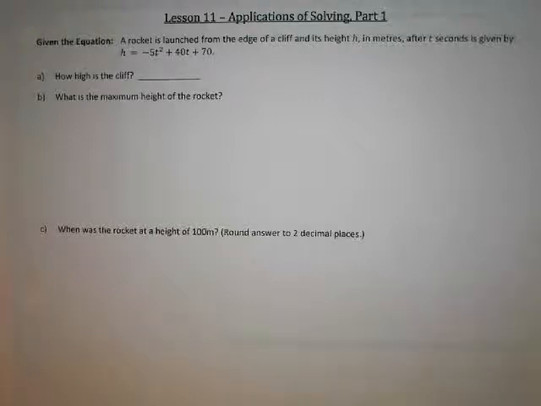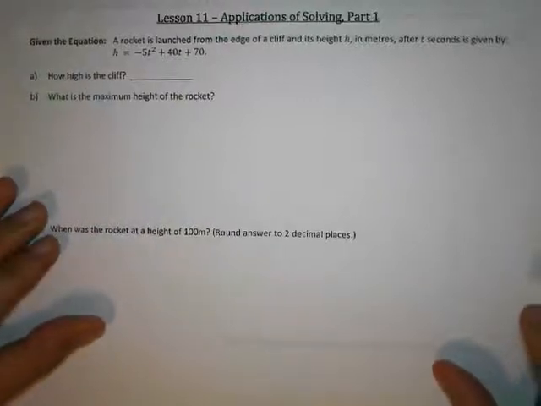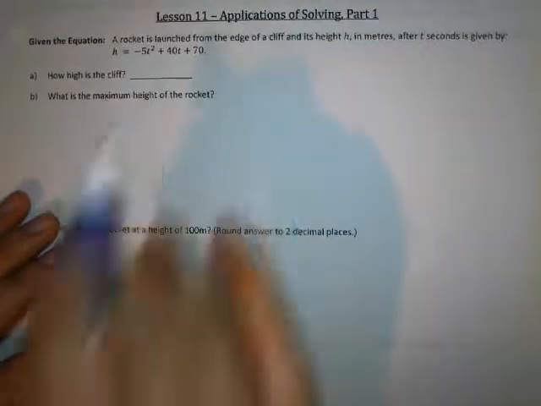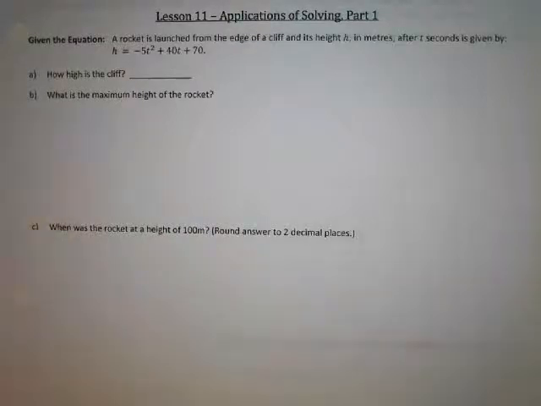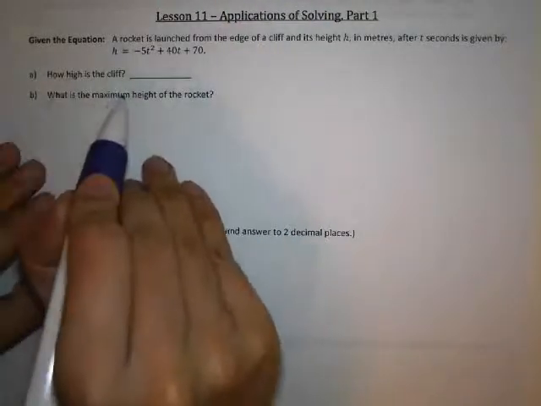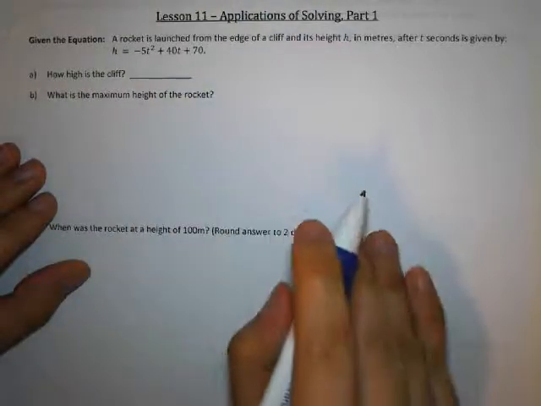And again, just like with the Max-Min application problems, there are several types that we're going to cover. So the first type, just like with the Max-Min problems, are the ones where the equation is given. So for example, a rocket is launched from the edge of a cliff and its height, represented by h in meters, after t seconds is given by the equation: height equals negative 5t squared plus 40t plus 70.